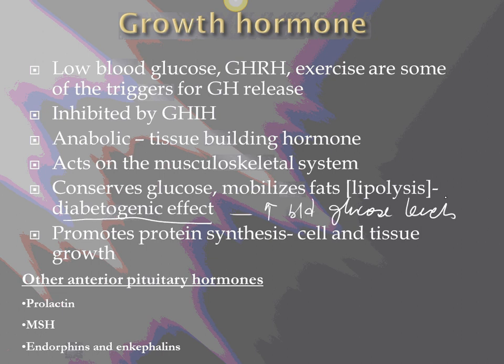Because it conserves glucose, it causes glucose to be stored as glycogen, breaks down fats to use as ATP, and some of the fats which is broken down, glucose is made out of that. So can you see it's raising blood glucose levels, which is why low blood glucose causes its release. Can you see the opposite? When their blood glucose is low, it causes its release.